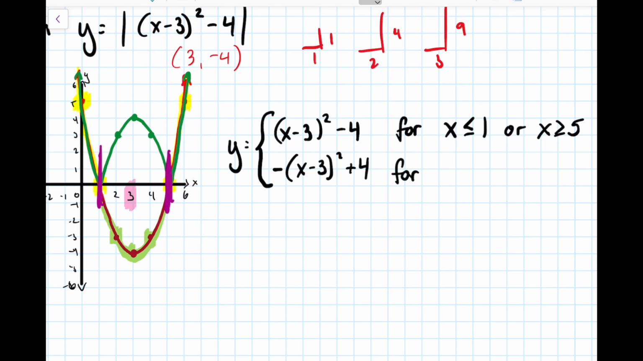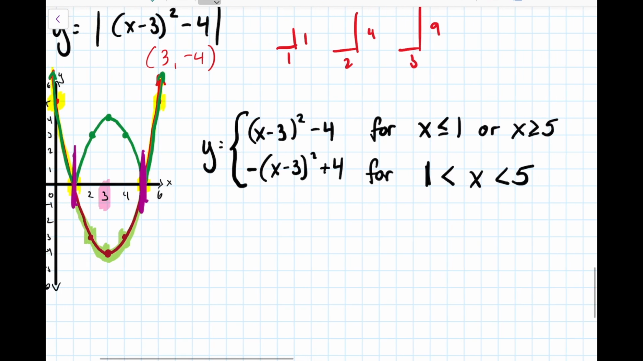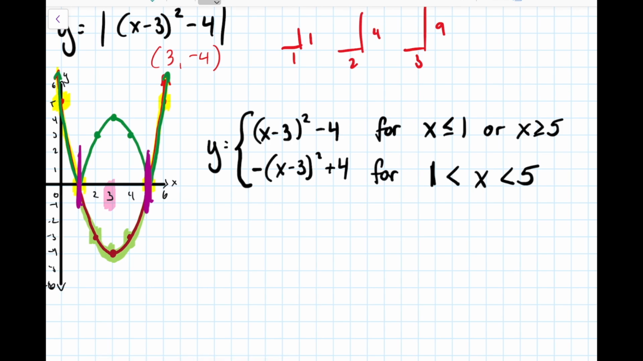The middle part is in between those 2 things, right? It's in between 1 and 5. And if you don't remember how to write a domain when you're in between 2 values, it always looks pretty much the same. It happens when x is bigger than 1, but smaller than 5. And so for parabolas, our absolute value piecewise functions are often going to look something like this.